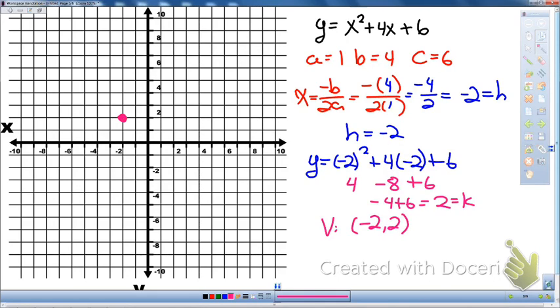Plot that onto our graph, negative 2, 2. Insert our axis of symmetry to make graphing better for us. Now we can start and complete our table of values.